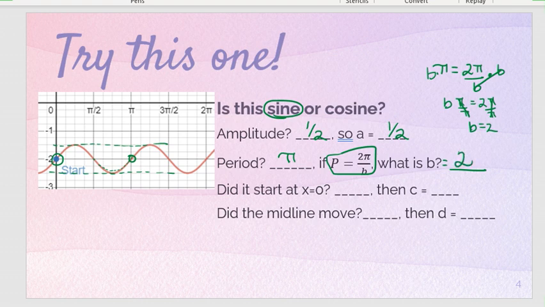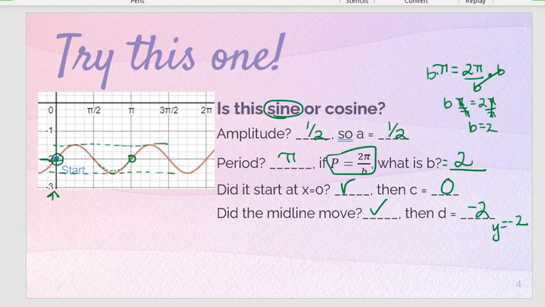All right, did it start at x equals 0? Here's x is 0. Did it start on that line? Heck yeah, it did. So yes, and that means our C is 0. Did the midline move? Well, yeah, the midline's right here. It's on -2. So D is -2. And the midline, just so you know, when you're going to write it, is y equals -2.